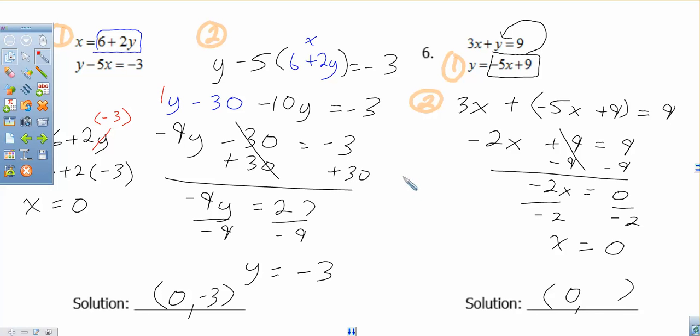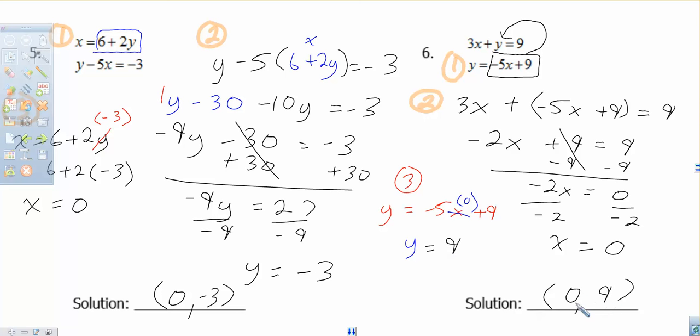Third step. Take the original equation, y equals negative 5x plus 9, but instead of an x, we're going to put in a 0 because that's what we found that x was. That tells us that y equals 9. So our solution is 0, 9. Now again, I'm going to plug that in up here. 3 times 0, that's 0, plus 9 equals 9. Yes. 9 equals negative 5 times 0 plus 9. Yes. Both equations are true, and that's it.